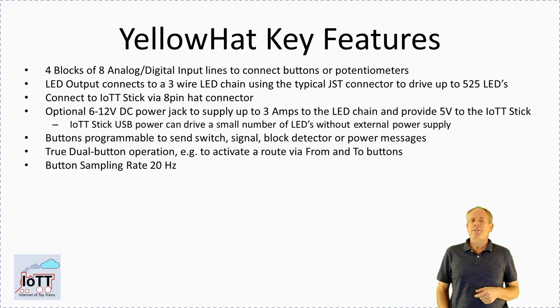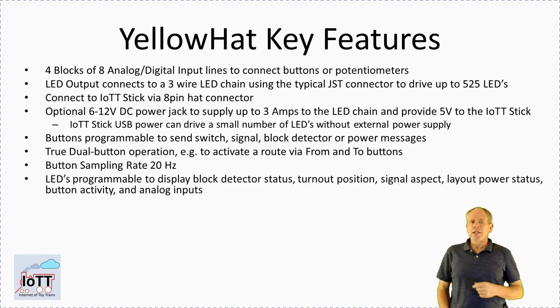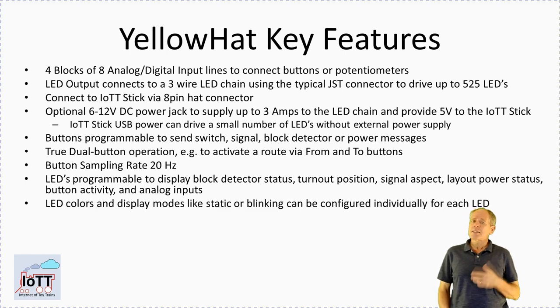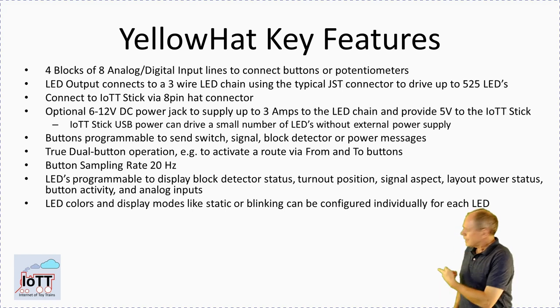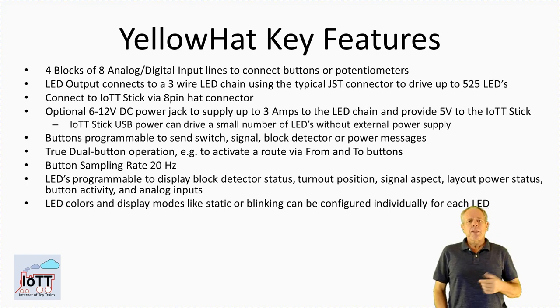double click messages. The LED chain is similar to the blue hat, except that the chain length is limited to 525 LEDs. The LEDs are programmable to display block detector status, turnout position, signal aspects, layout power status, button activity, and analog inputs. The LED colors and display modes like static or blinking can be configured individually for each LED using the configuration web page.